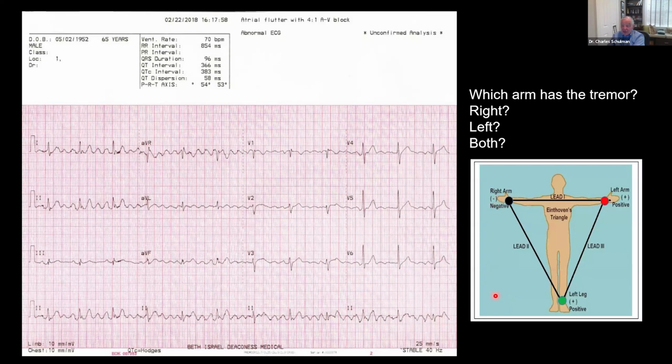And here's how we can figure out the answer from Einthoven's triangle. Einthoven's triangle involves the right arm and the left arm, and one or both have a tremor. Lead 2 is the right arm and the leg, and that has a tremor. Lead 3 is the left arm and the leg, and that does not have a tremor. So which arm has the tremor? The answer is the right arm.